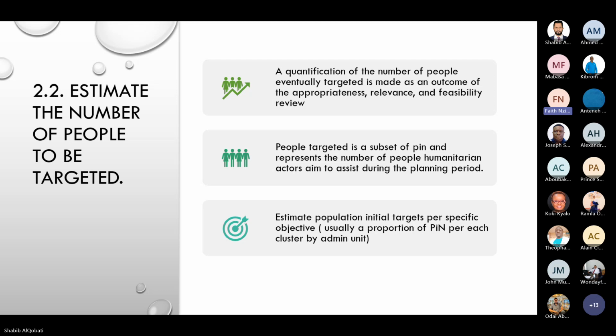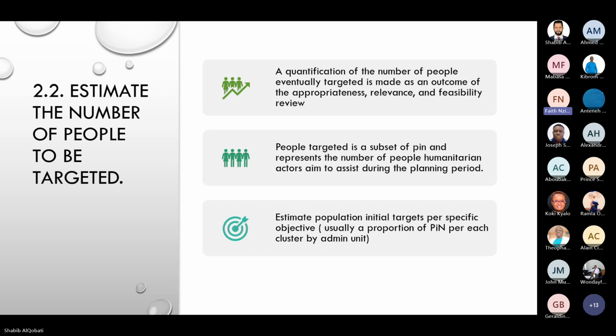So as indicated earlier, it's very unlikely that all needs will be covered in the response plan. Therefore, clusters are required to undertake the targeting process. And this entails quantification of the number of people eventually targeted, which is made as an outcome of the appropriateness, relevance, and feasibility review that we've just seen in the previous slide. So the estimated target may be the same as the number of people in need, maybe for some interventions, or it may be lower already if the appropriateness review has identified other humanitarian and development plans that can cater for some of the humanitarian needs.